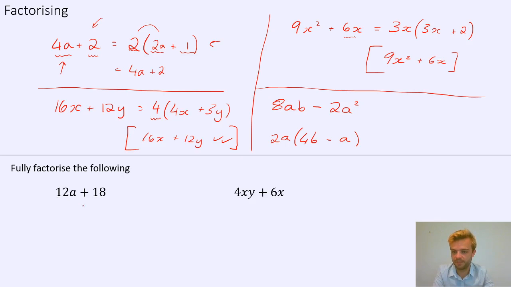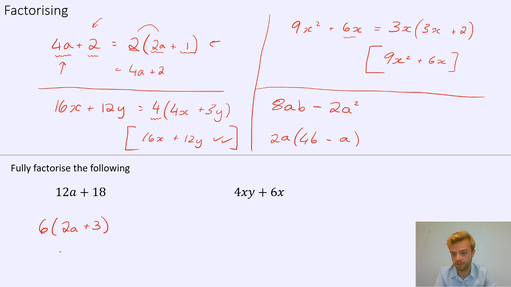Right, 12a plus 18. What's the biggest thing that goes into 12a and 18? Well, they're both even, so 2 goes into them both, but the biggest thing that goes into them both is 6. So what do I multiply by 6 to get 12a? I have to multiply it by 2a. And what do I multiply by 6 to get 18? I have to multiply by 3.